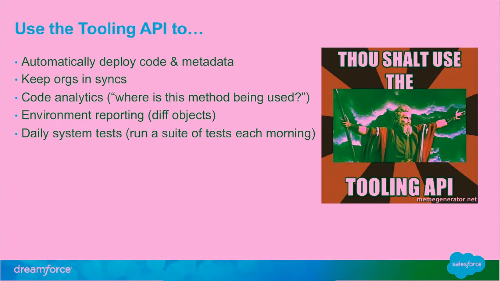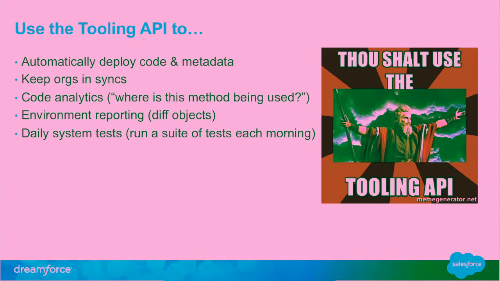We use it a lot for big projects. If you have a project with a large number of developers and a large number of developer orgs, you can use this to keep these orgs in sync. You could still use Git. You could pull every day from the master repo or the master branch to keep everybody up to date. But this is kind of cool. We'll go through a use case and how we can keep multiple orgs up to date by using the Tooling API. Code analytics. You can get all kinds of cool analytics out of the Tooling API.